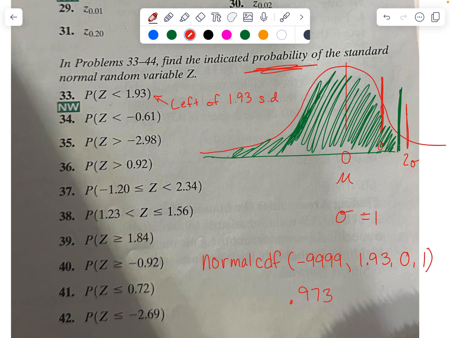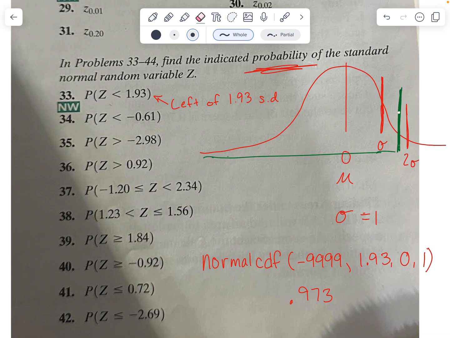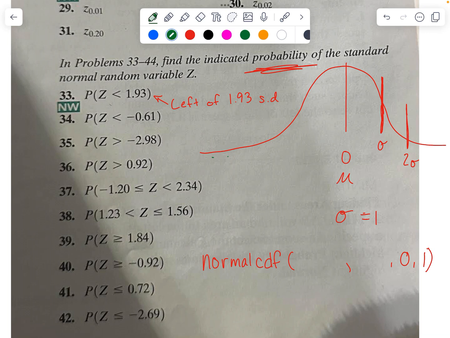So that's if you're looking at less than. Less than's not too bad. Let's talk greater than. So if I wanted, let's say, greater than 0.92. That means I want to be to the right of 0.92 sigma. So I want to be to the right of here.